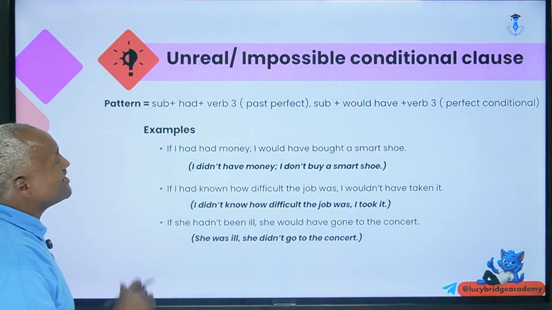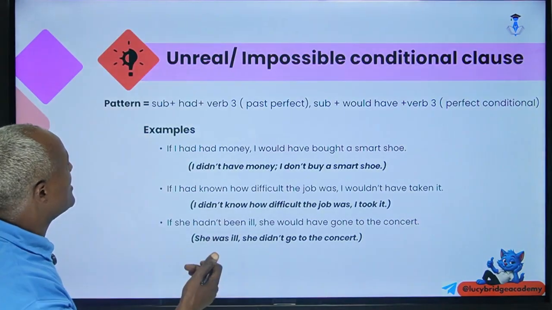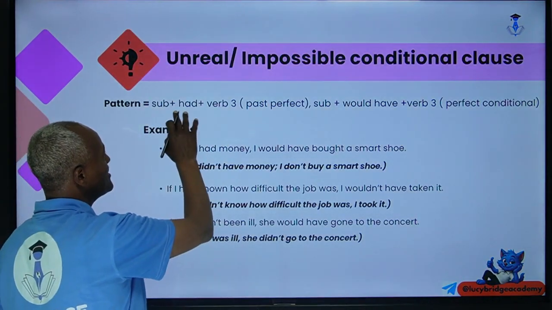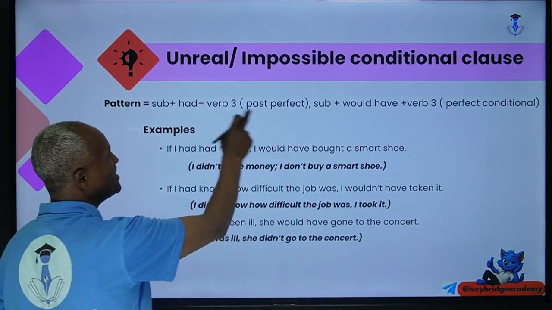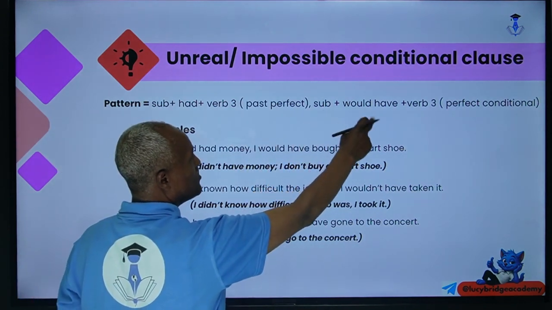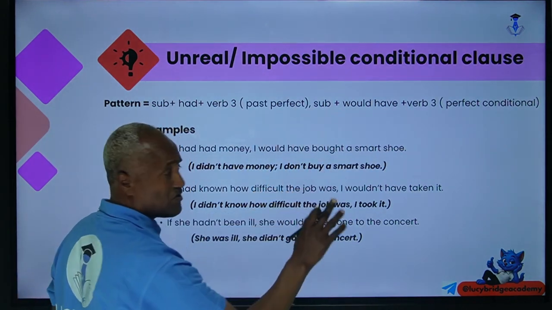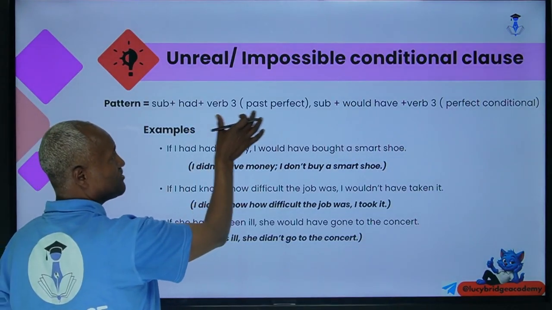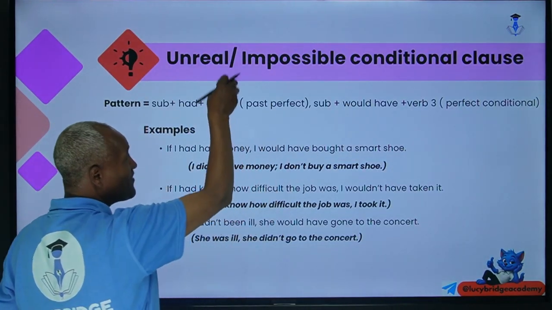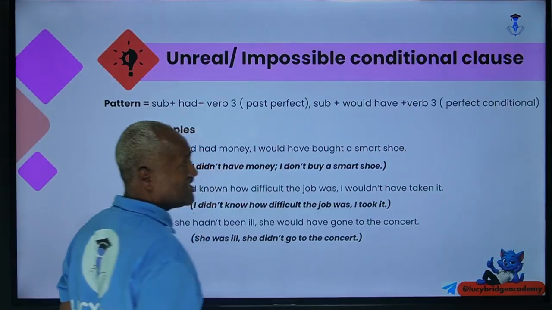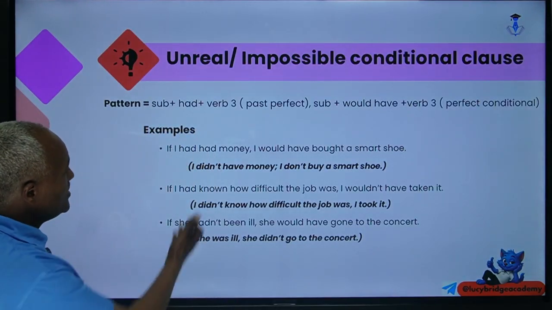Then the third one is the unreal or impossible conditional clause. It has its own pattern here. Subject plus had plus verb 3, this is past perfect. Then subject would have plus verb 3, this is perfect conditional. That means, this is past perfect, and when the if clause is past perfect, then the main clause is perfect conditional. Here you have an example.